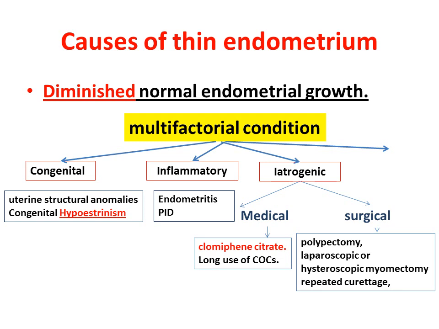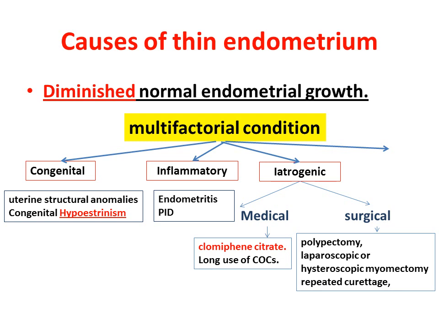Actually, thin endometrium is due to decreased normal endometrial growth, and decreased growth may be due to many factors. Number one, congenital hypoestrogenism in cases of genital ridge anomalies, poor ovarian development, poor uterine development, and Mullerian duct anomalies in the form of hypoplasia, septate uterus, bicornuate uterus, and so on. So this is a congenital cause of thin endometrium.